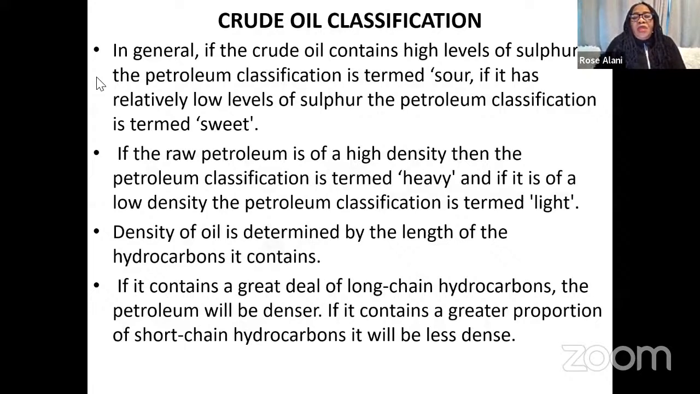So if the raw petroleum is of high density, the petroleum classification is termed heavy. I've already said that. The density of oil is determined by the length of the hydrocarbon chains. So if it contains longer hydrocarbon chains, then the petroleum is denser. That means it has low API. If it contains a higher proportion of short chains, the petroleum is less dense. That means it has high API.